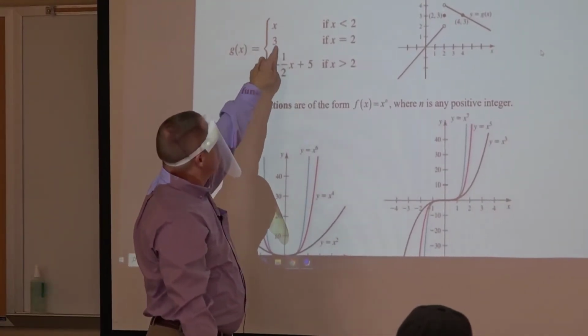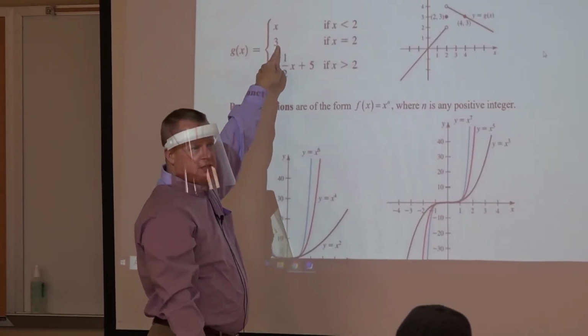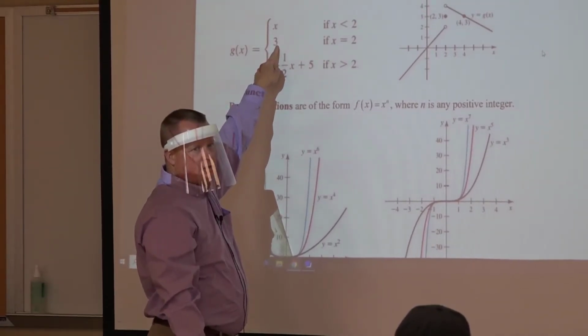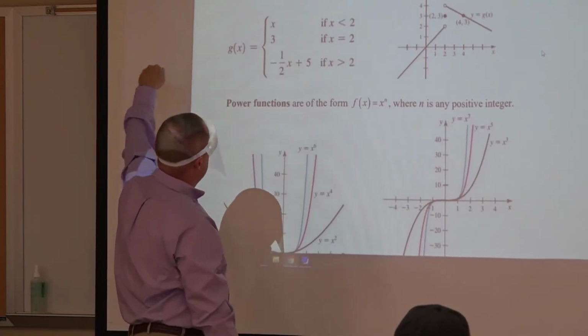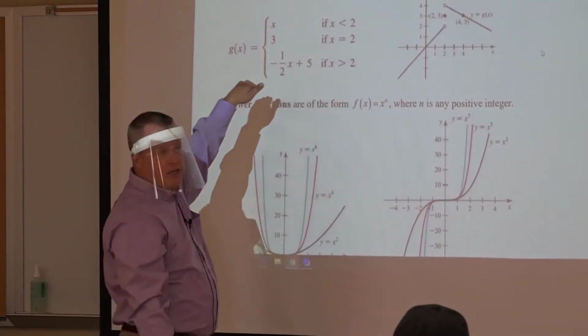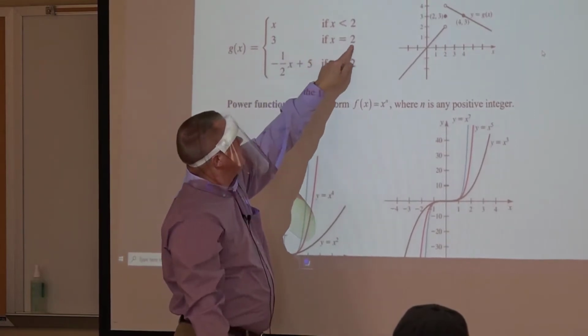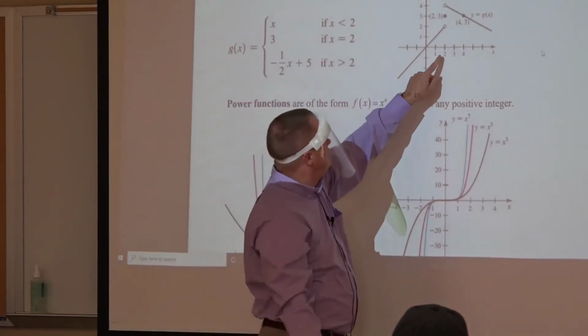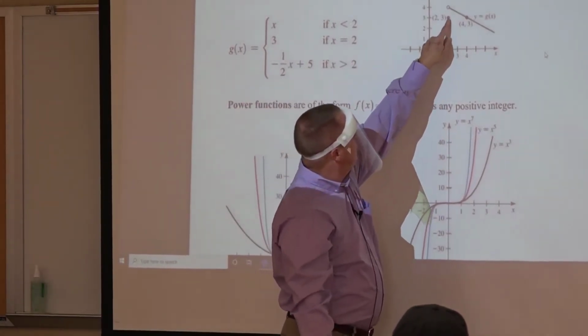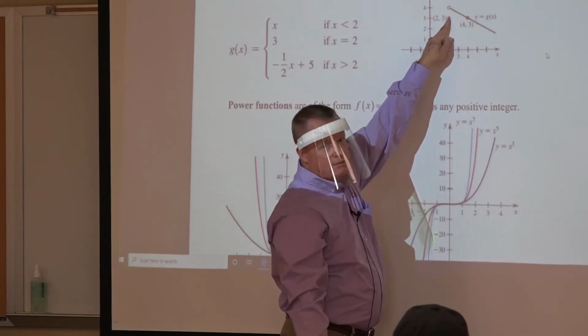g of x equals 3. What would g of x equals 3 look like? A horizontal line crossing the y-axis at 3, right? We only do that, though, when x is equal to 2. So when we're here at 2, I've got a point right there, and that's all I've got. Okay?